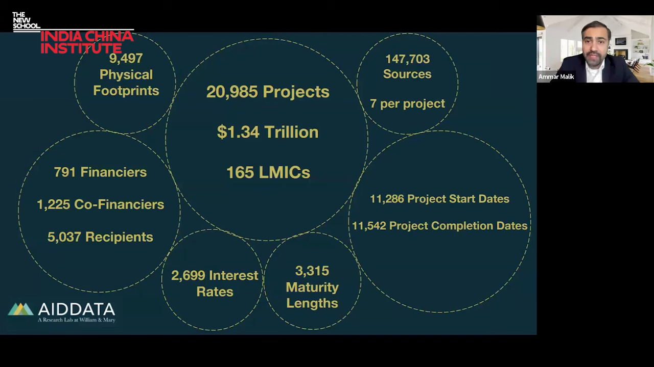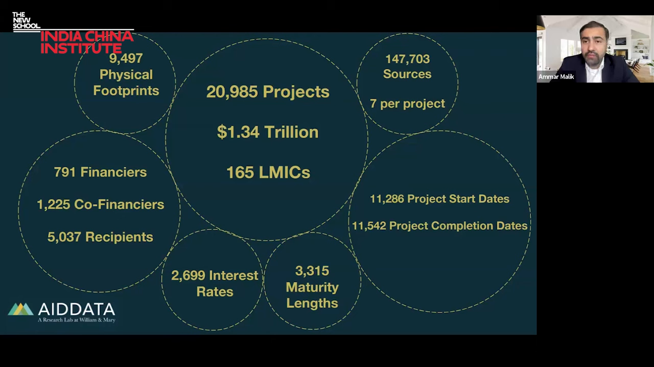And of course, we also identify thousands of recipient institutions in developing countries all over the world, including state-owned companies, national-level governments, but also private sector entities, which are known as special purpose vehicles or joint ventures. In our dataset, which is all public, we have thousands of sources. We have given geospatial information as well.